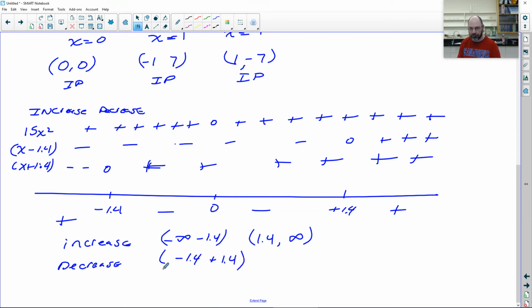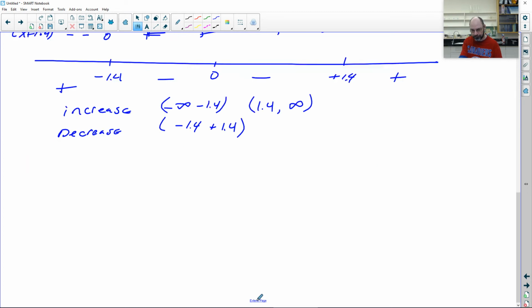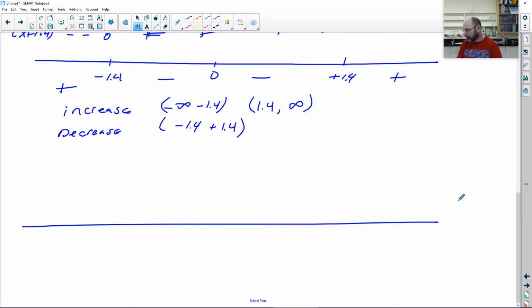Okay, now we're going to do the concavity test. So that's the second derivative. Okay, the second derivative was, put it up here, y prime prime was 60x, x plus 1, x minus 1. So we had 60x, x plus 1, x minus 1, and we had a 0 and a minus 1 and a plus 1.